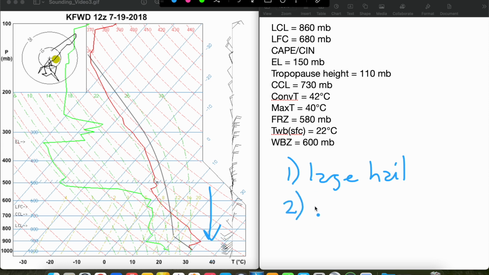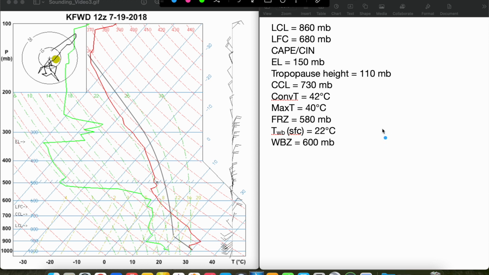And number two, the closer the wet bulb 0 level is to the surface, the more likely you are to see frozen precipitation at the surface, because again, those frozen precipitation particles are less able to melt with the freezing level or the wet bulb 0 level so low near the surface. And one more quick thing about the wet bulb 0 level is that it can be given in feet as well as in millibars. The SPC soundings will give it in feet. We did it in millibars for simplicity's sake.